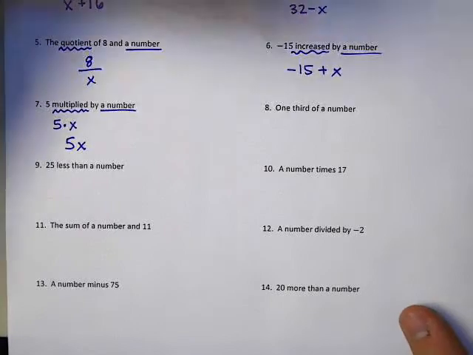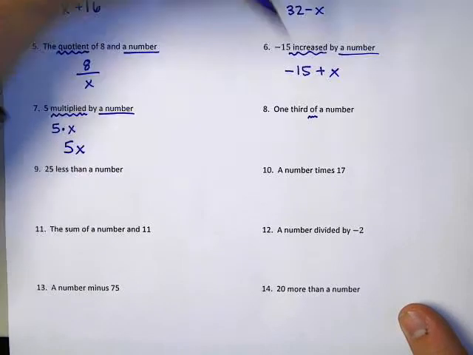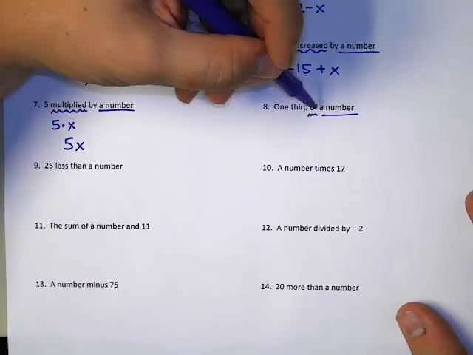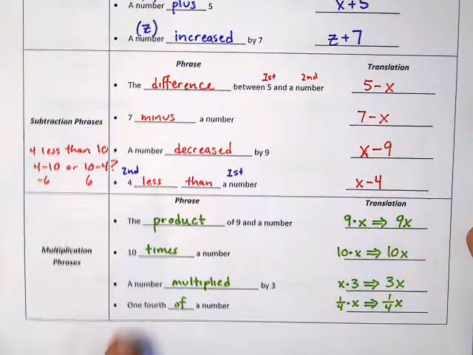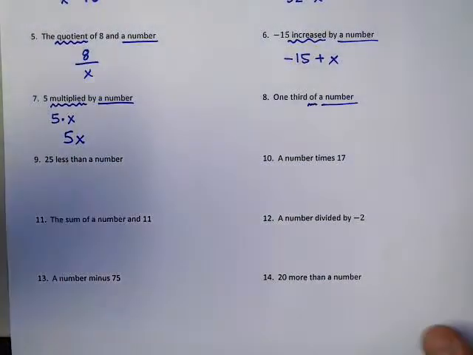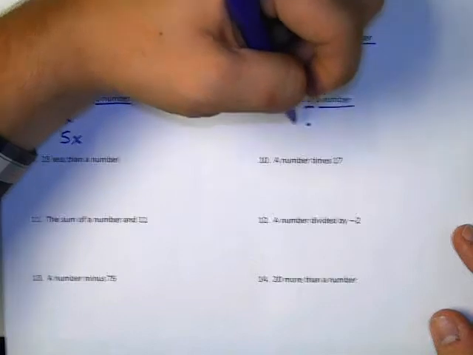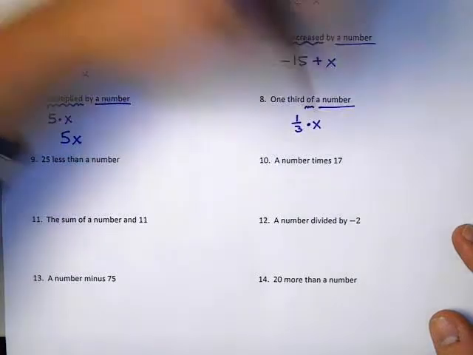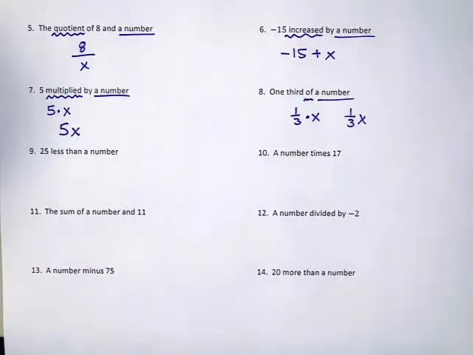Here we go. We're getting a little tricky now. 1/3 of a number. If you remember, this is down at the bottom of the front page. Of is our keyword for multiplication, especially with fractions. So I know I'm going to have times. I'm going to have 1/3 as my fraction, so 1/3 of a number means 1/3 times x, or just 1/3 x.